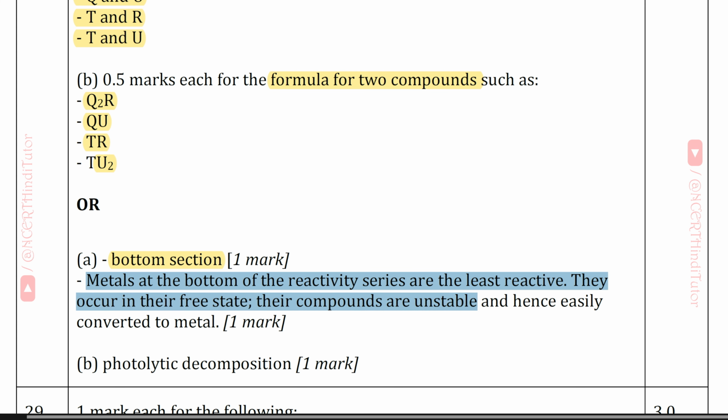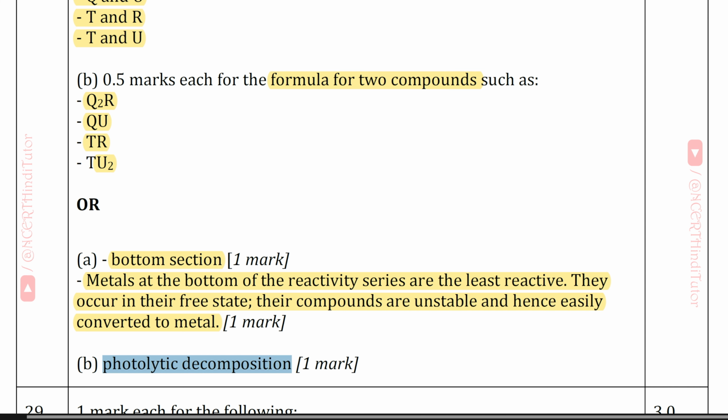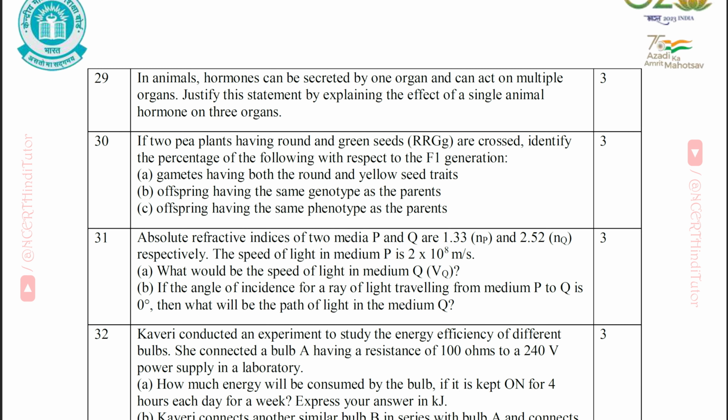Their compounds are unstable and hence easily converted to metal. B. Identify the type of reaction the chloride salt of metal X undergoes on exposure to sunlight. Answer. Photolytic decomposition. 29. In animals, hormones can be secreted by one organ and can act on multiple organs. Justify this statement by explaining the effect of a single animal hormone on 3 organs.